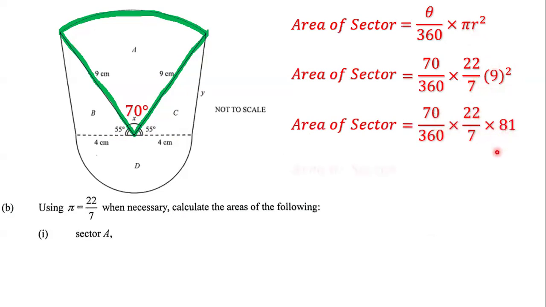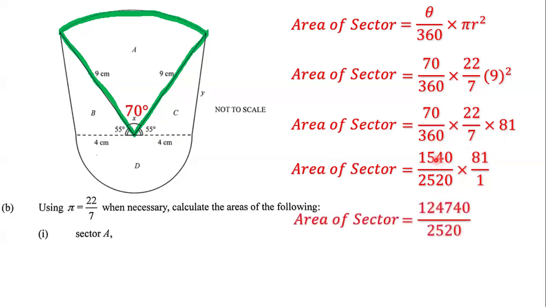Now what we're going to do here is multiply 70 times 22, and 70 times 22 is 1,540. Then we have 360 times 7, and 360 times 7 is 2,520. Then we take 81 and express it as a fraction, 81 over 1. Next, we take 1,540 and multiply that by 81.